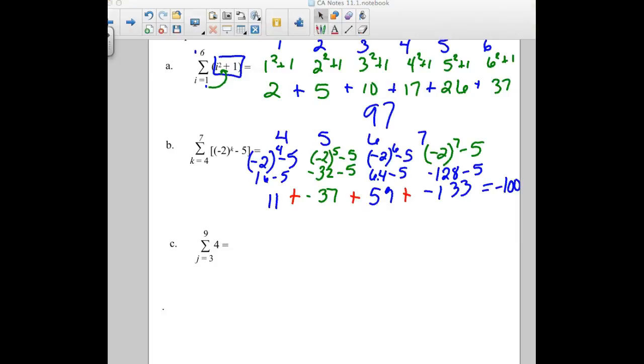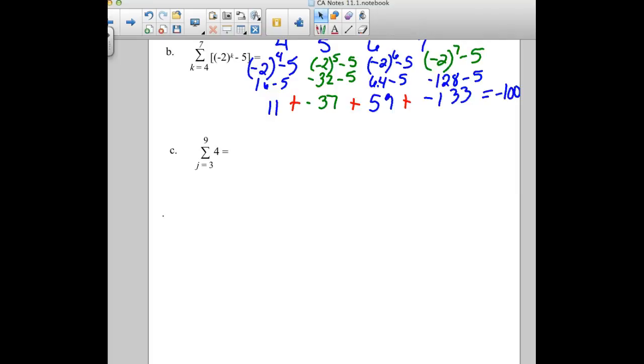Looking at example C. We're starting with what number? 3. We're stopping with 9. All right, so let's list 3, 4, 5, 6, 7, 8, 9. What's our formula, though? The formula is just a constant, just a plain 4. There is no place to plug in our 3, 4, 5, 6, 7, 8, 9. Every one of our terms is just going to be a 4.